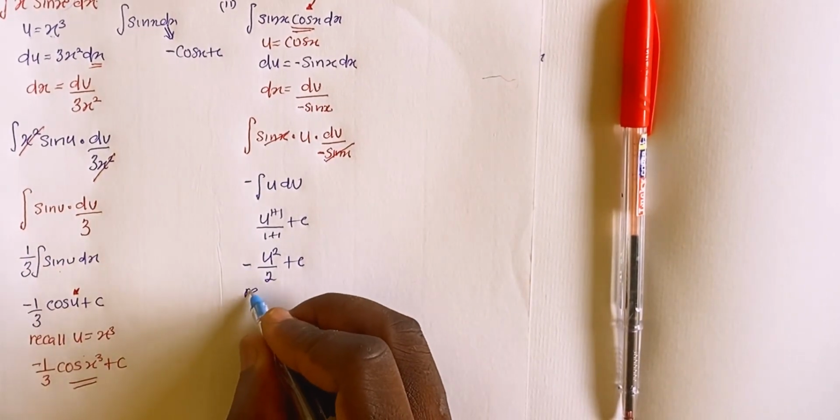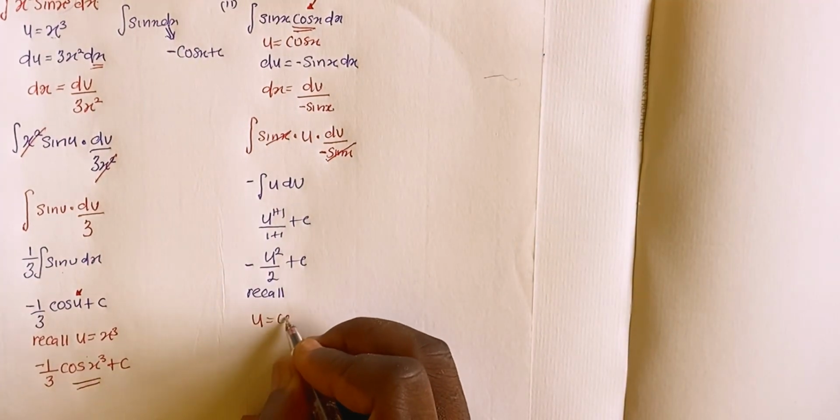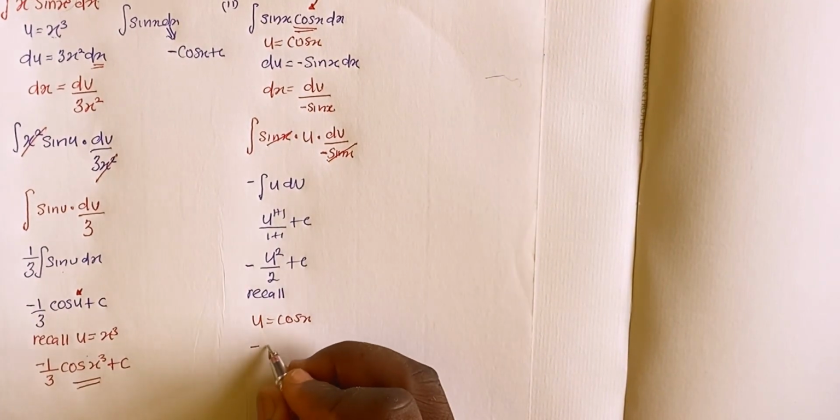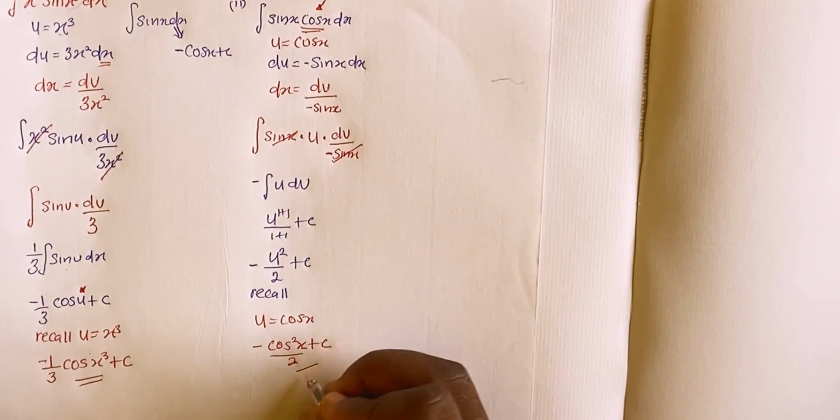So you can just recall your u is something. Your u is equal to cos x. So you are going to have negative cos squared x divided by 2 plus c. That's just the answer to the second question.